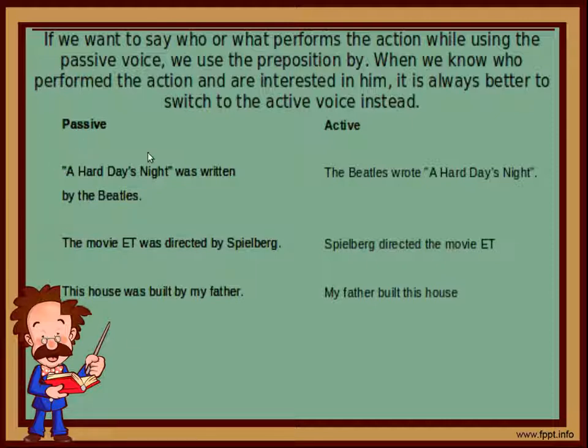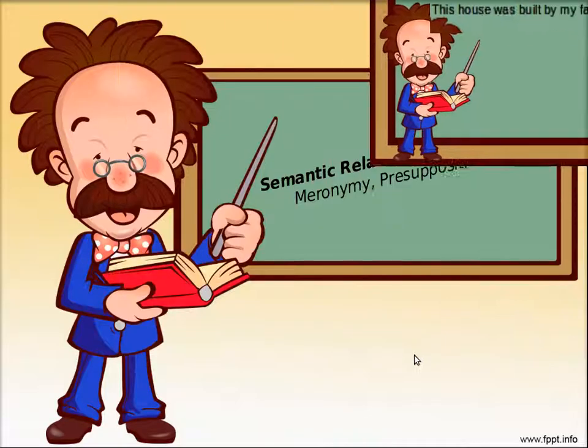Passive voice, for example: A Hard Day's Night was written by the Beatles. Active voice: the Beatles wrote A Hard Day's Night. Passive: the movie E.T. was directed by Spielberg. Active: Spielberg directed the movie E.T. Passive: this house was built by my father. Active: my father built this house.